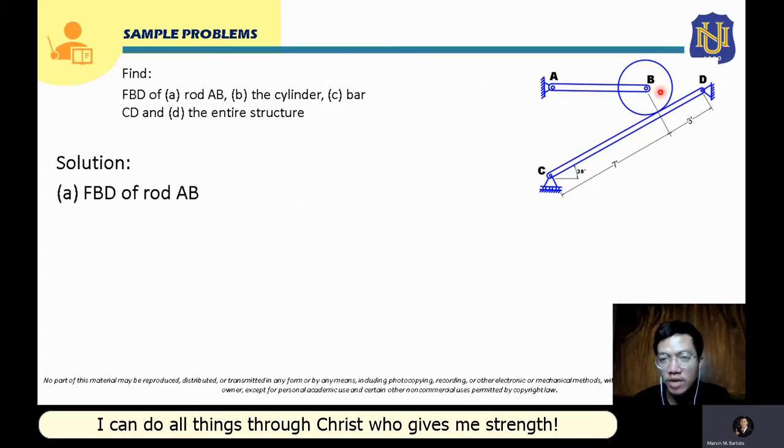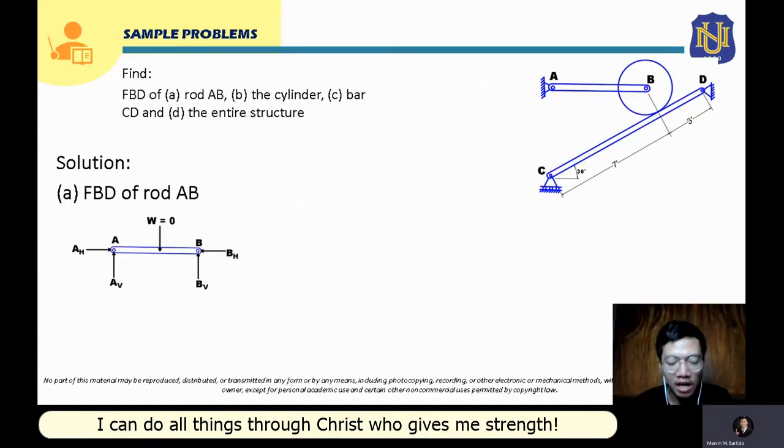Our first step is to draw the body, assuming that all the supports are removed. Rod AB is supported by a pin support at A, and it is also pin supported at point B. So we will remove them. After removing that, we will now draw the applied forces and label them on the sketch.